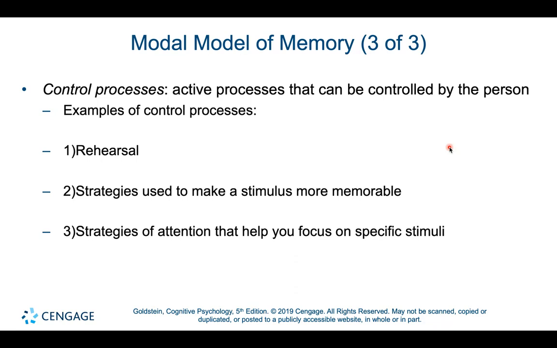So a very basic definition of these control processes is active processes of memory that can be controlled by the person. We've seen one example, which was rehearsal. If I gave you a phone number, you could sit here and repeat it in your head and remember it. But we can also engage in controlled strategies that help make things more memorable. We'll discuss a couple examples of those through the chapter, but we can actively manipulate information such that it becomes more memorable.